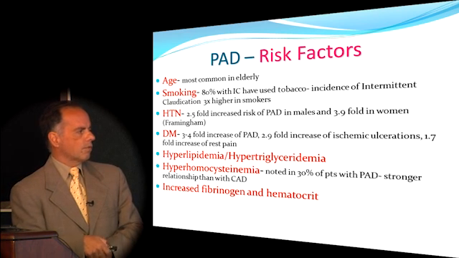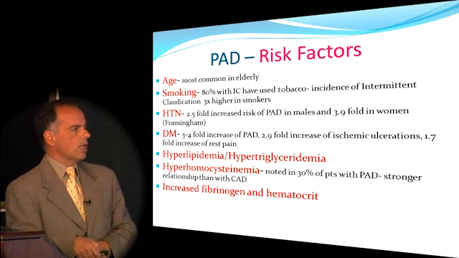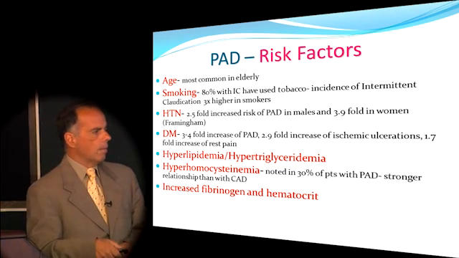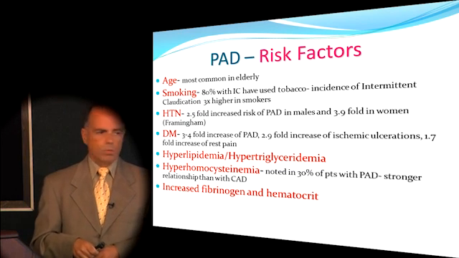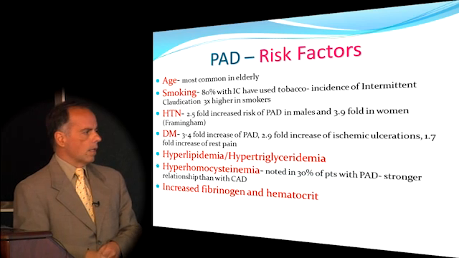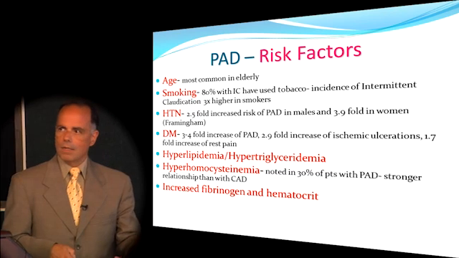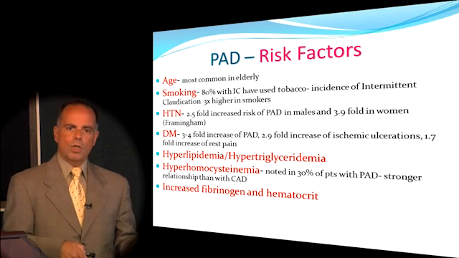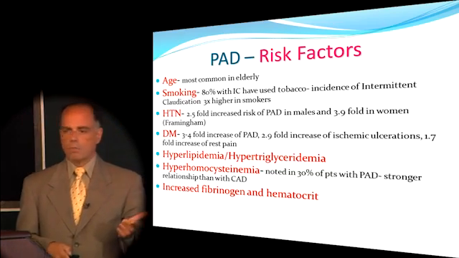Diabetes is a big factor for PAD. With a diabetic, you have a 3- to 4-fold increase of PAD and almost a 3-fold increase of ischemic wounds. And a lot of times you have a lot more rest pain than in a non-diabetic. So I would tell you that for PAD, peripheral arterial disease, the strongest risk factors are diabetes and smoking, by far.